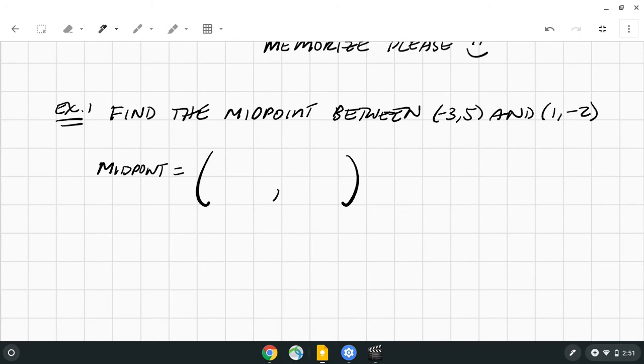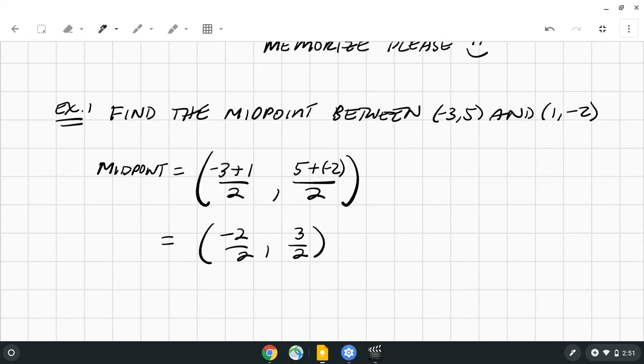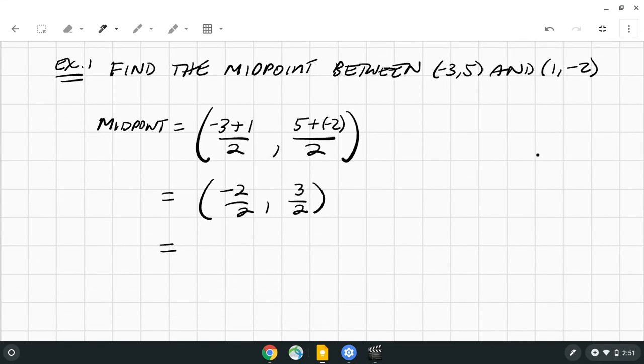And the way we find that is we add the two x values. So right here, -3 and 1, those are our x values. So we're going to add the x values and divide by 2. And then we're going to add the y values, 5 plus -2, and divide by 2. Okay? All right, so -3 plus 1 is -2 over 2, and 5 plus -2 is 3 over 2. Okay, and we can simplify these. -2 over 2 is -1, and 3 over 2 is the same as 1.5.